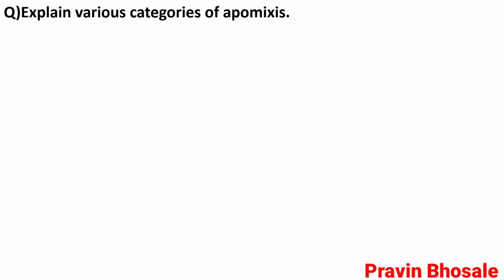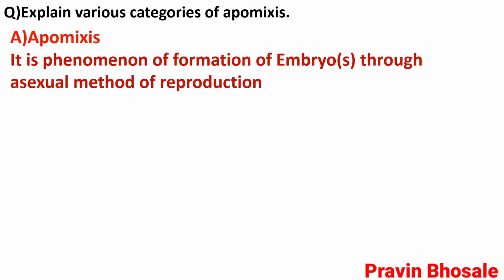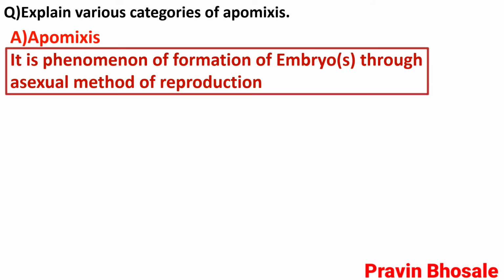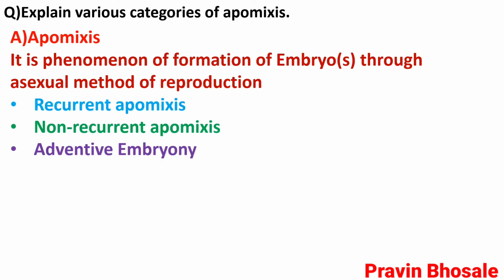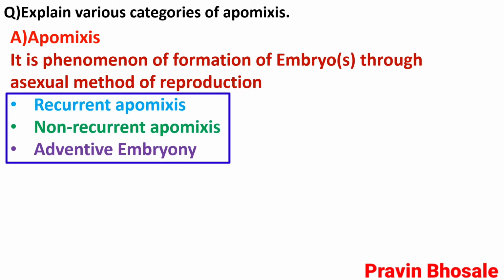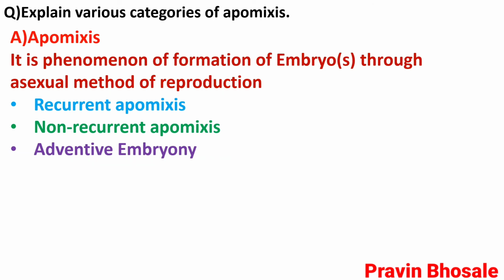Explain various categories of apomixis. It is a phenomenon of formation of embryos through a asexual method of reproduction, and it is of recurrent apomixis, non-recurrent apomixis, and adventive embryony.